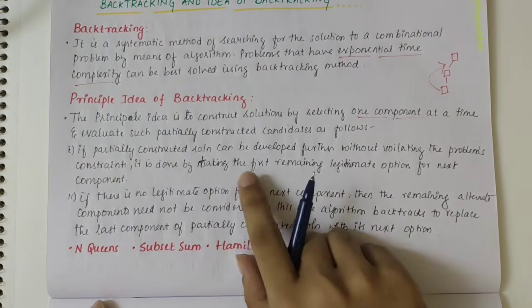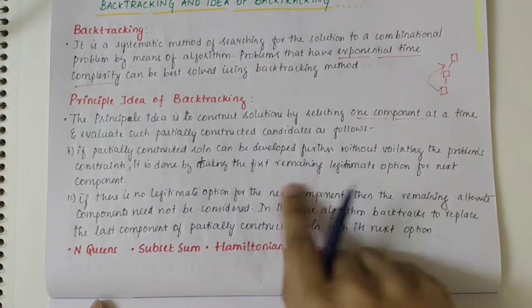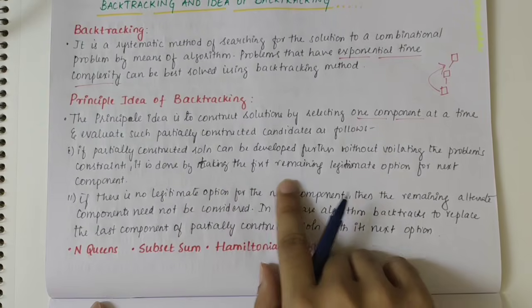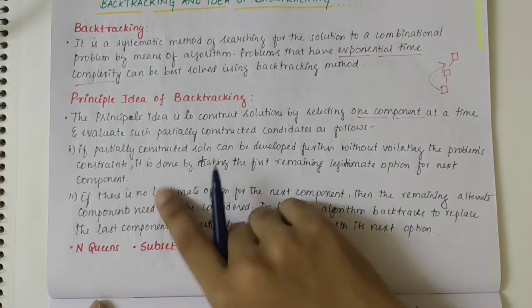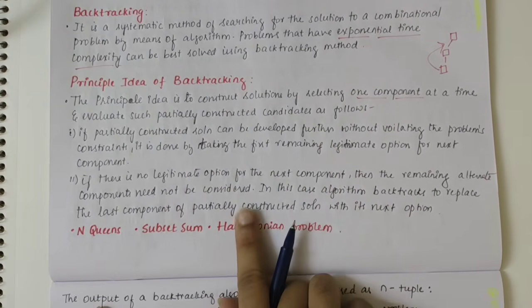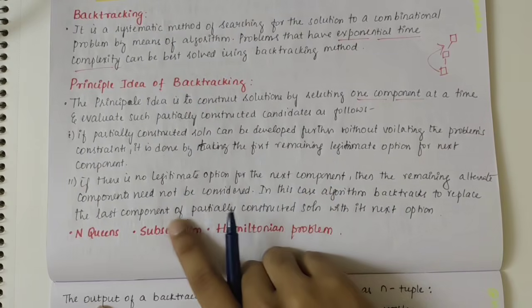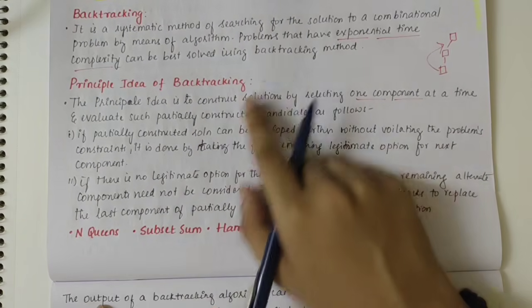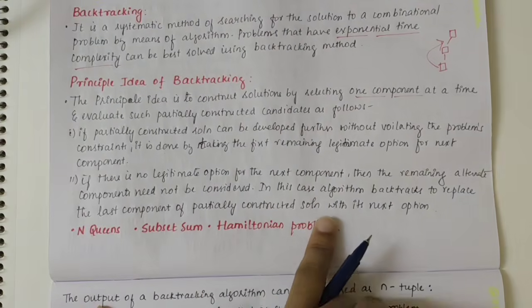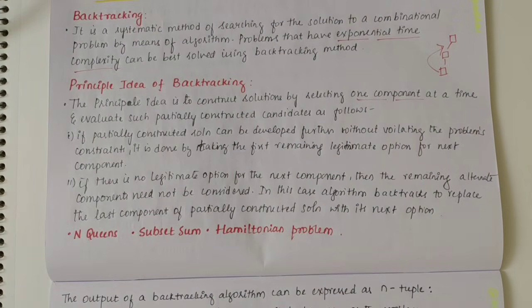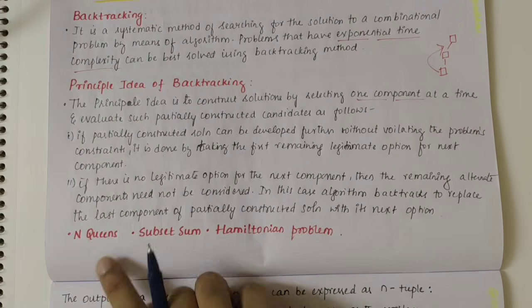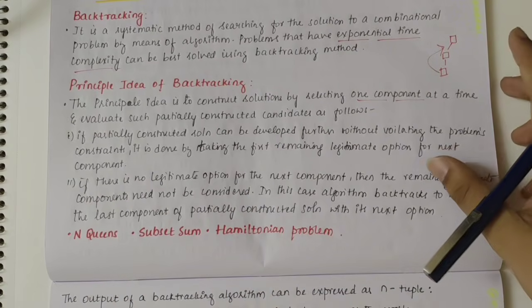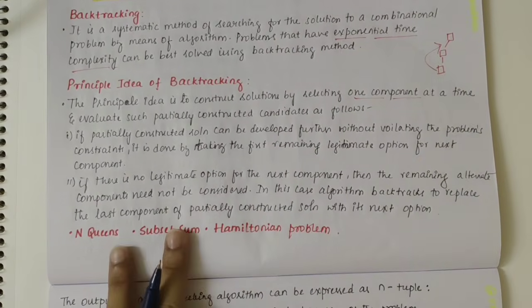If a partially constructed solution can be developed further without violating the problem's constraints, it is done by taking the first remaining legitimate option for the next component. If there is no legitimate option for the next component, then the remaining alternate components need not be considered. In this case, the algorithm backtracks to the last component of the partially constructed solution with its next option. Under this, we'll be having n-queens, sum of subset, and Hamiltonian problems. In this video, we'll be discussing the first two.